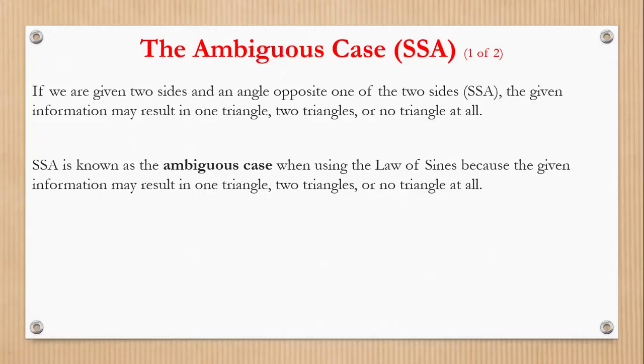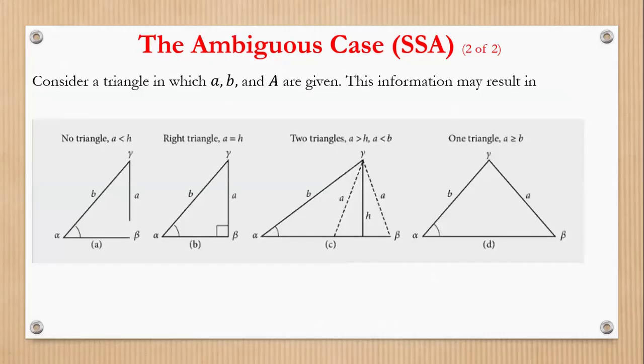And you can see the pictures of different cases here. For example, consider a triangle where side A, side B, and angle A are given to you. Okay, that's angle A. If side A, which is the opposite of the angle, is greater than the other side, you will end up with one triangle, and you can find the result, and you will receive only one triangle for the result.